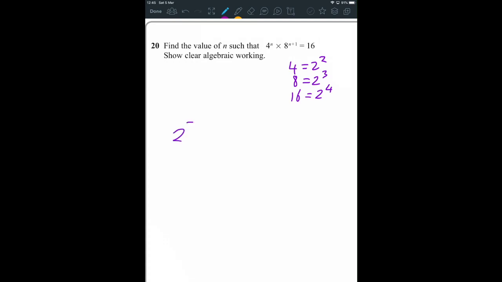So the equation becomes 2 squared to the power of n, replacing the 4, 2 cubed to the power of n plus 1, replacing the 8, equals 2 to the 4.